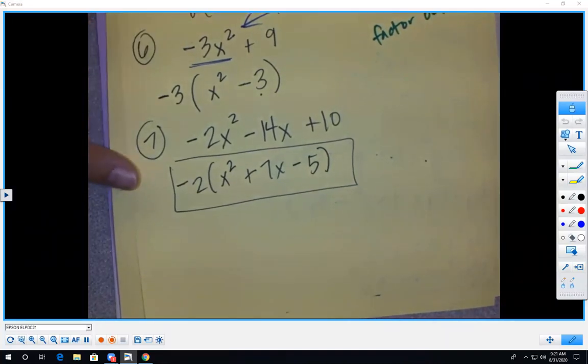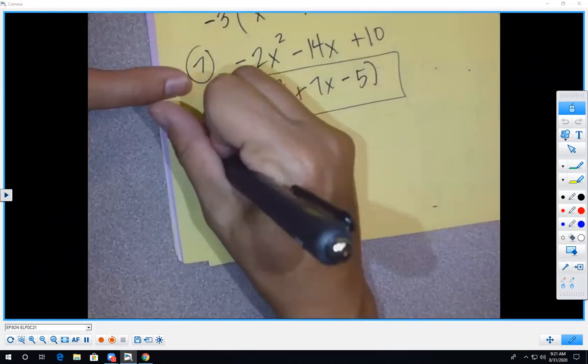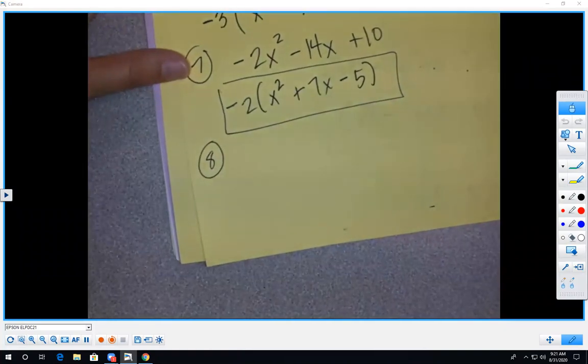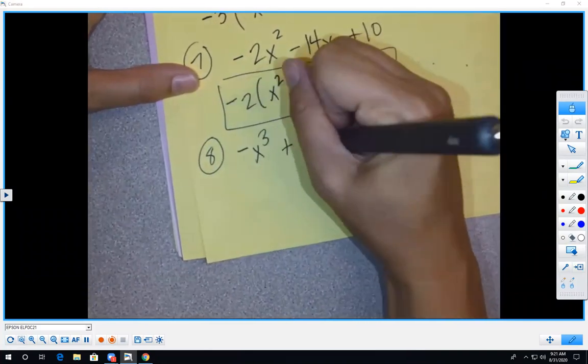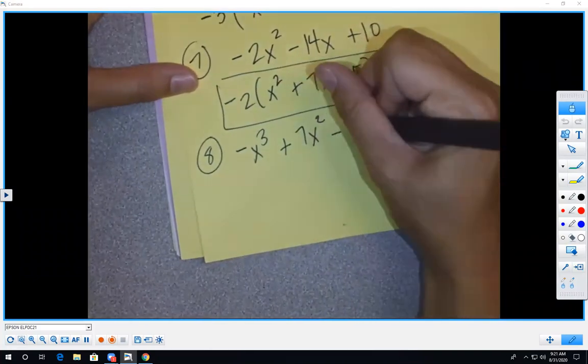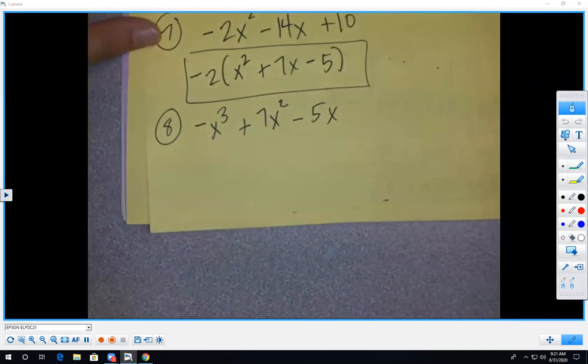Questions about that? Okay, one more. If I have negative x to the third plus 7x squared minus 5x. Factor that one.